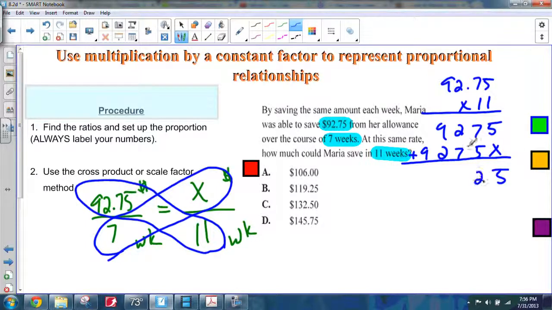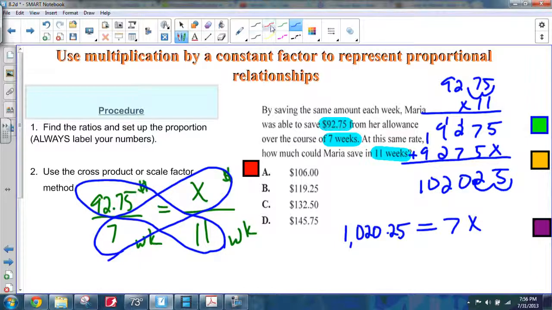It's 5, 12, carry the 1. That's 10. That's 12. And that's 10. 2 to go out means 2 to go in. So 11 times $92.75 is $1,020.25. And that will equal 7x.